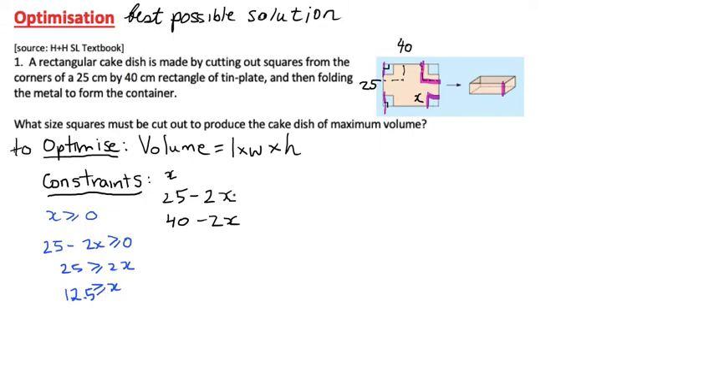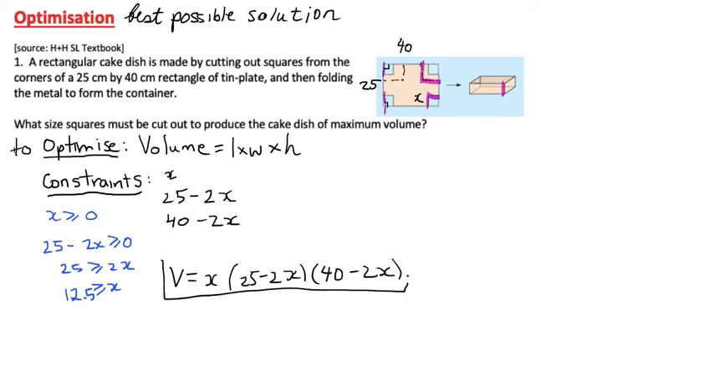So here we go. Now we can set up our volume function, and we can do it just in terms of x. Our function is volume equals x times (25 minus 2x) times (40 minus 2x). Depending on the size of x that you choose, you can get all sorts of different volumes. There are interesting ways to find what the max is. This is actually our function. What we are going to do is just graph it on the GDC.